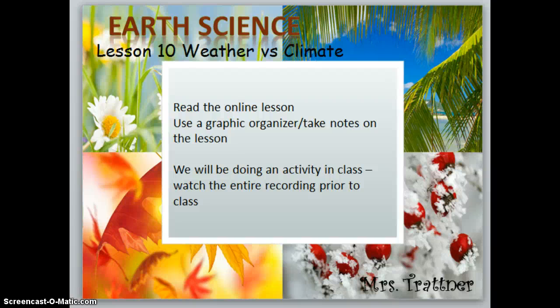Welcome to Earth Science. In the next couple of lessons, we're going to be talking about the differences between weather and climate, and we will be doing some in-class activities. So I am pre-recording some of the more note-taking type of part of the lesson, so that way you have background on the lesson, and then you're able to come into the classroom and work on the activity instead of wasting time going through some of this stuff first.